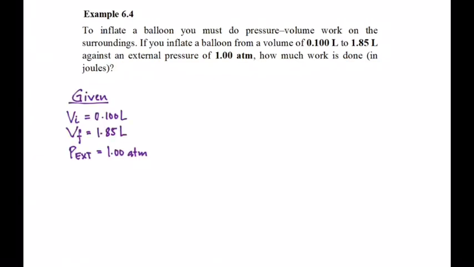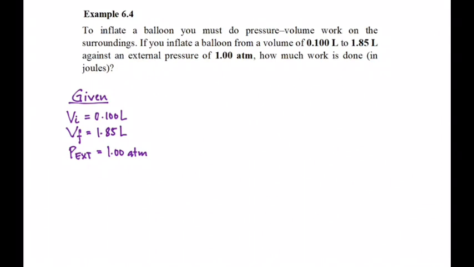So we have initial volume. The initial volume is 0.1 liter. And the final volume is 1.85 because we're inflating a balloon, right, with an initial volume of 0.1 and then a final volume of 1.85. And we also know the external pressure, the pressure of the surroundings, right? It's 1 atmosphere. So how do we calculate the total amount of work that was performed on this balloon?